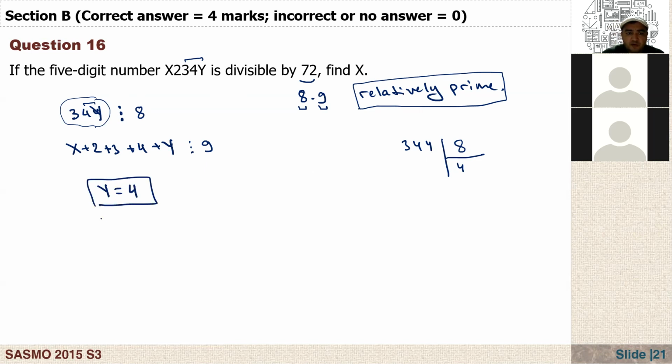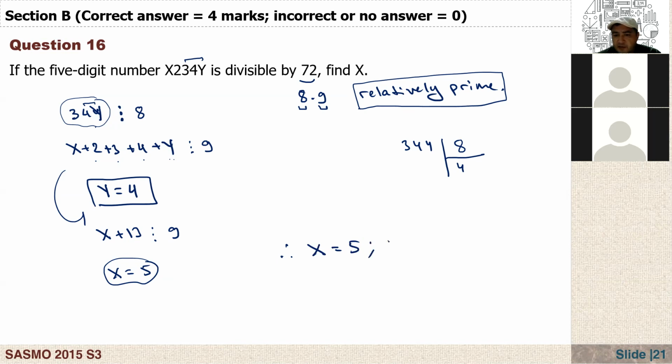Now we know the value of y. If it is 4, then here we have 2 plus 3 plus 4 plus 4, it is 8, 13. So x plus 13 is divisible by 9. So what is that number? We know that 18 is divisible by 9, so x should be equal to 5. So x equals 5 and y is equal to 4.